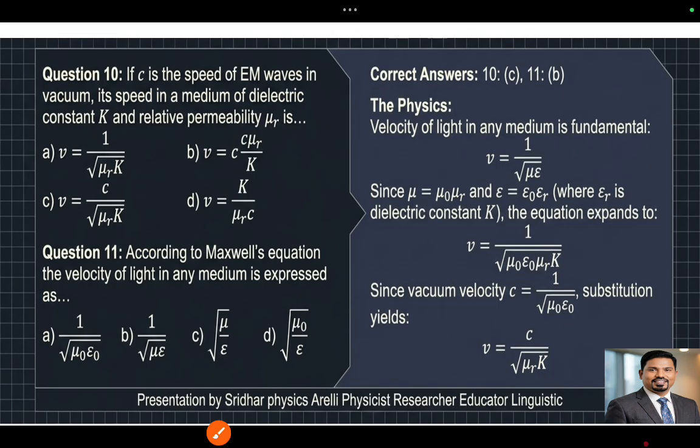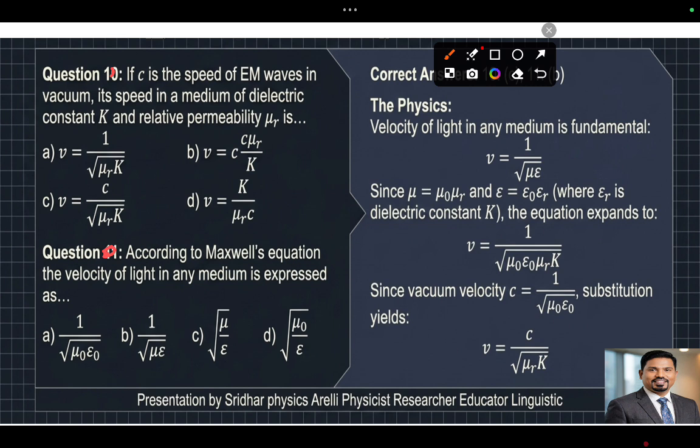Okay, next question. If c is the speed of an EM wave in vacuum, its speed in a medium of dielectric constant K and relative permeability mu r is?